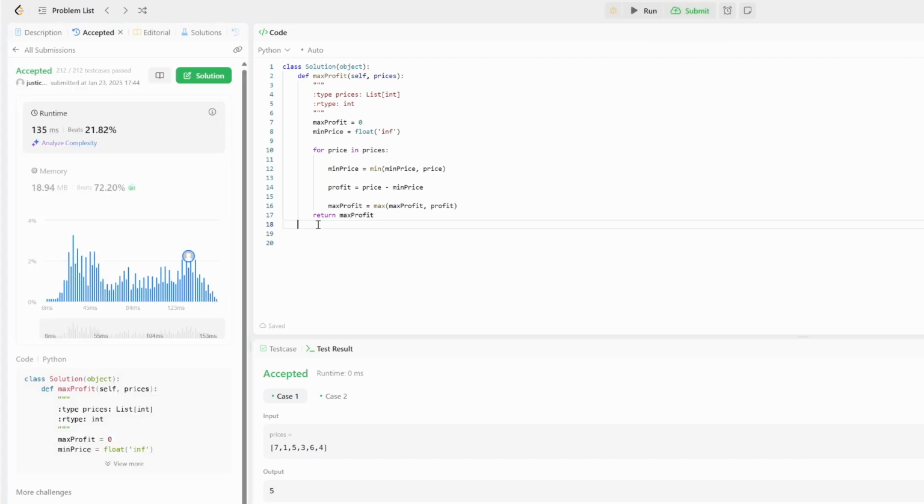So time and space complexity, we went through that, but let's go through that over again. It's going to be O of n for time complexity, because we're going through at most all the values in our prices array to determine what is the max profit. So we're going through all the numbers in our prices array. And then space is going to be O of 1 because we're not actually initializing any extra space or any data structures or anything like that.